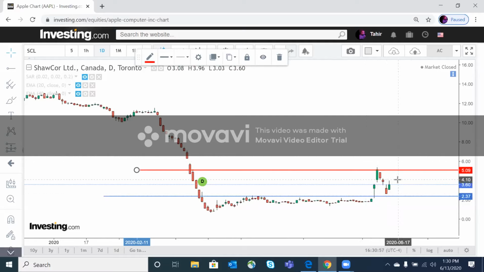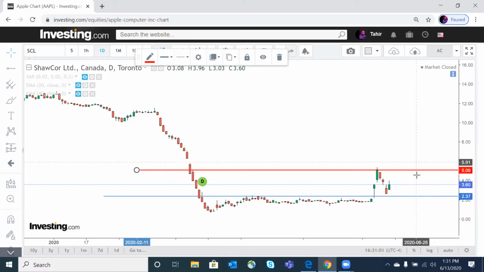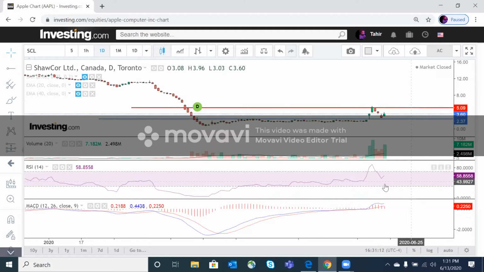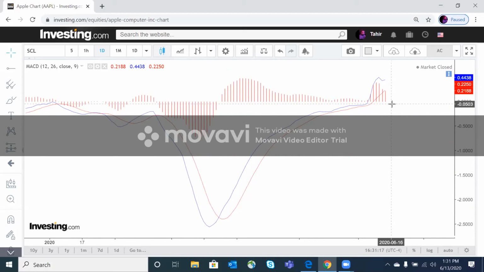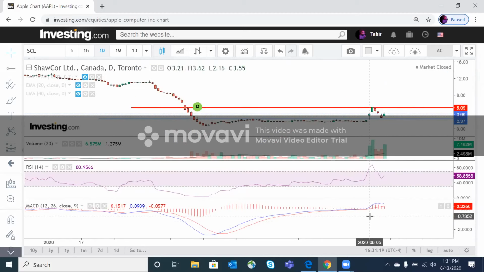So that's one point here. This stock is currently in an upward trend, and it has the potential to go up to 5. You can have your target price around 4.9. You can easily have 4.9 as your target price. And RSI is positive, yes. MACD is also positive, yes. It has started diverging.